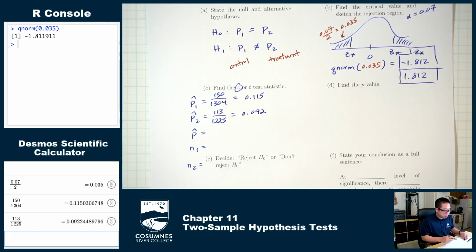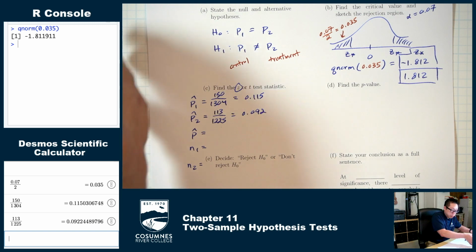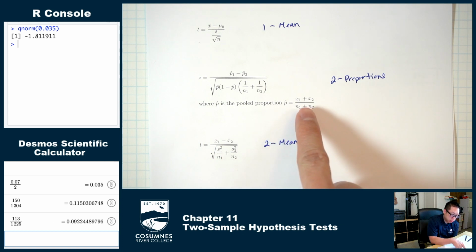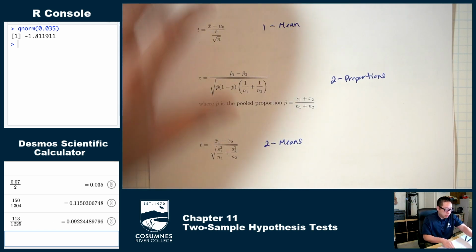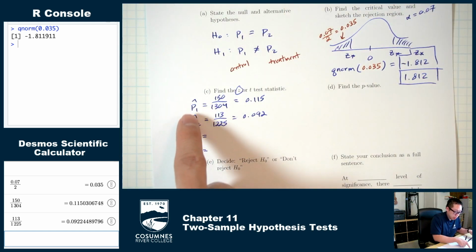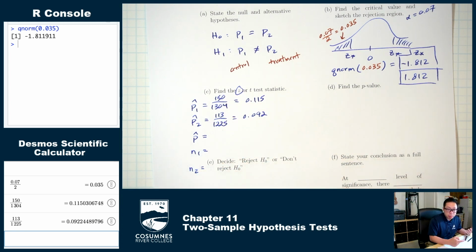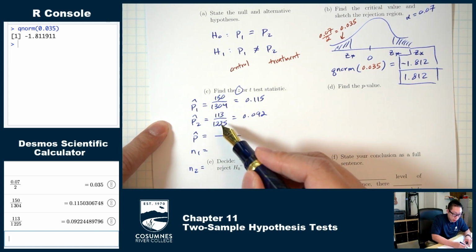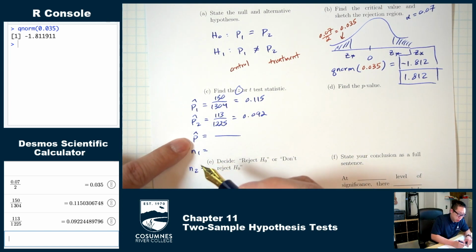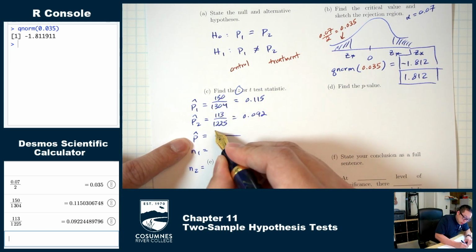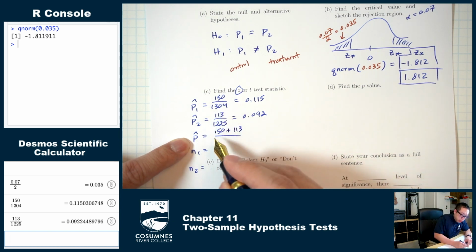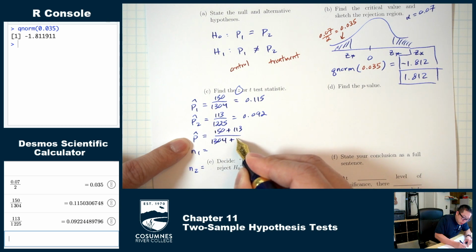And then we have a regular P hat with no numbers. So go back to the front page. P hat with no number is the pooled proportion, and it's telling you x1 plus x2 over n1 plus n2. This is basically telling you to take the 2 top numbers of your P1 and P2, which is 150 and 113, add them up, and that's going to be the top of the P hat. And then take the 2 bottom numbers, add them up, and that's going to be the bottom. P hat is going to be 150 plus 113 on top, and on the bottom, 1,304 plus 1,225.